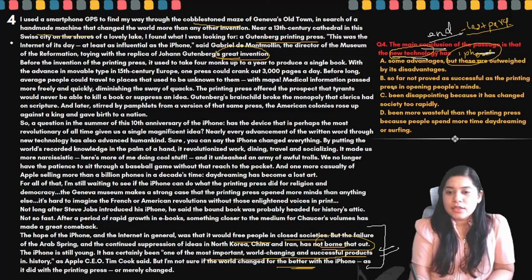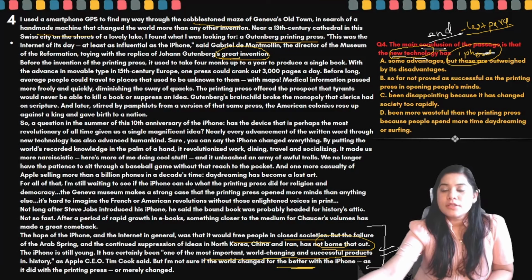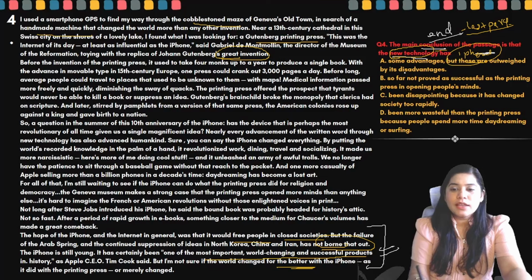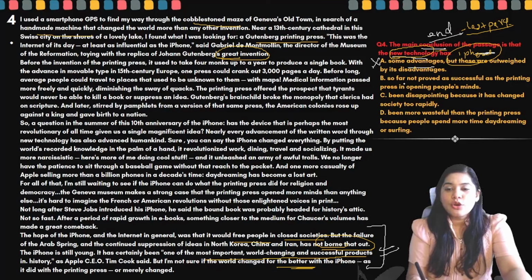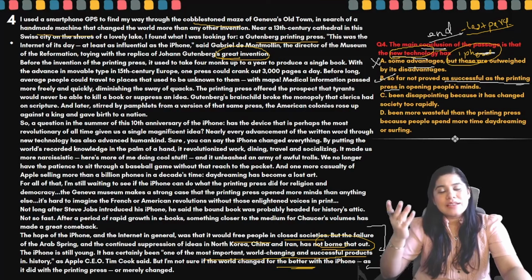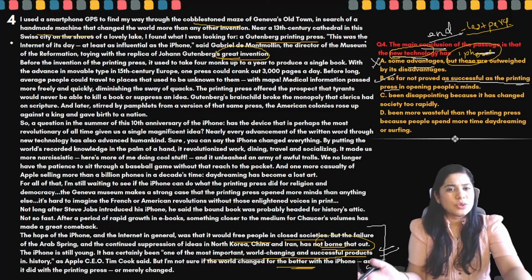So let us see. Some advantages, but these are outweighed by... see, we are not even saying advantages in the last paragraph. The conclusion does not highlight that. So far not proved as successful as the printing press. Definitely, exactly this we are saying. So don't you think these questions look like direct questions, where I still have to read one paragraph or maximum two paragraphs for this? They are still 2-minute questions just like any other question.